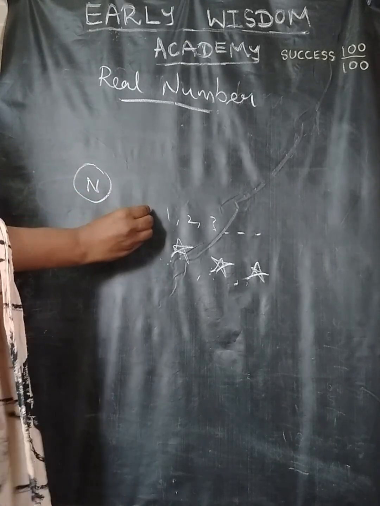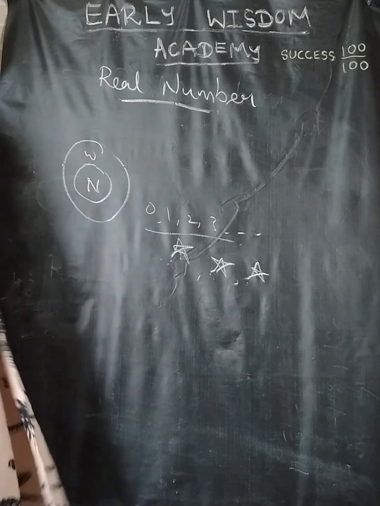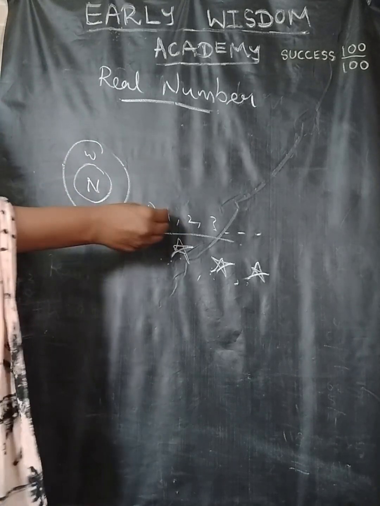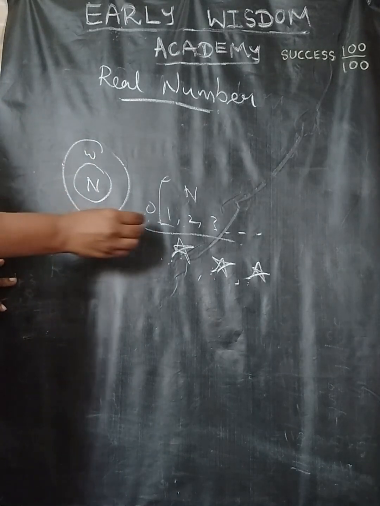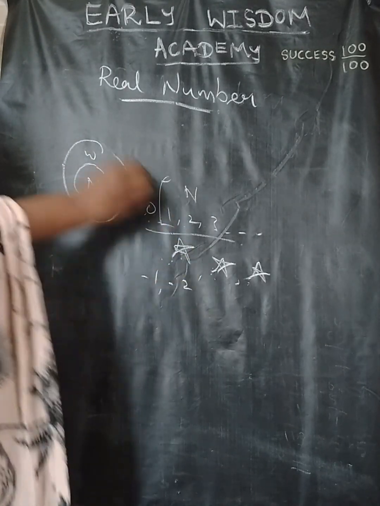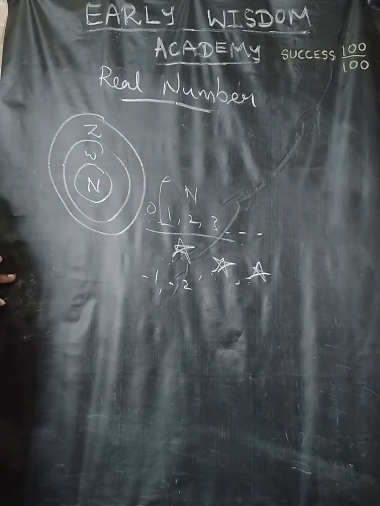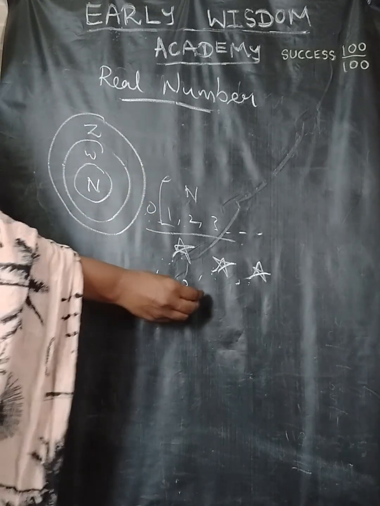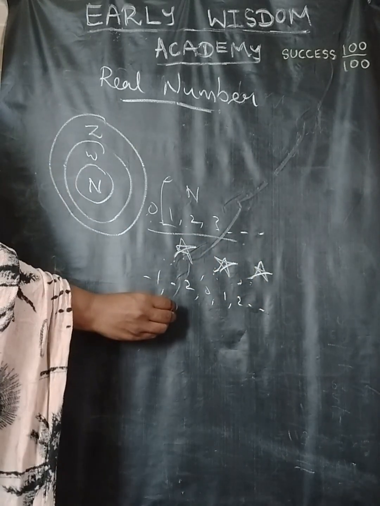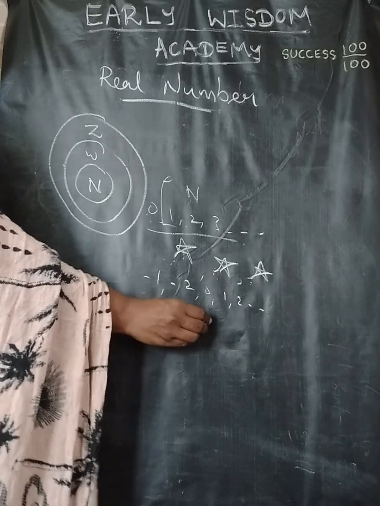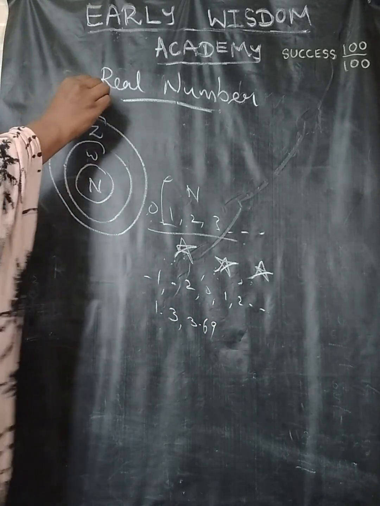When I include 0 with the natural numbers, I get the whole numbers. When I include negative numbers, I get integers. So apart from negative numbers, 0, 1, 2 and 3, I also have decimal numbers or fractions. They are called rational numbers.